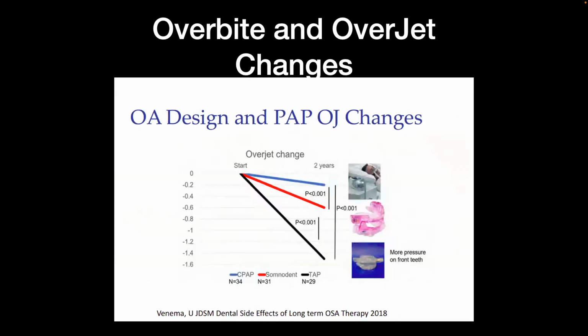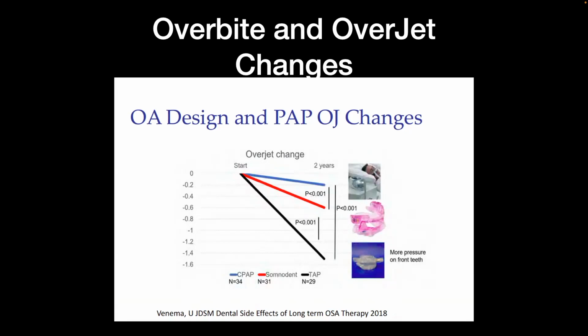And I always love this paper because they have CPAP as well. So when we talk with our medical colleagues and they say, well, you might have a bite change, I can show them this paper too and say, hey, when you're wearing a CPAP, you can also get a bite change potentially. And there's going to be some overjet and overbite changes as well. And then you look at the different types of appliances. We have the dorsal fin type of appliance, and then we have the TAP type of appliance.